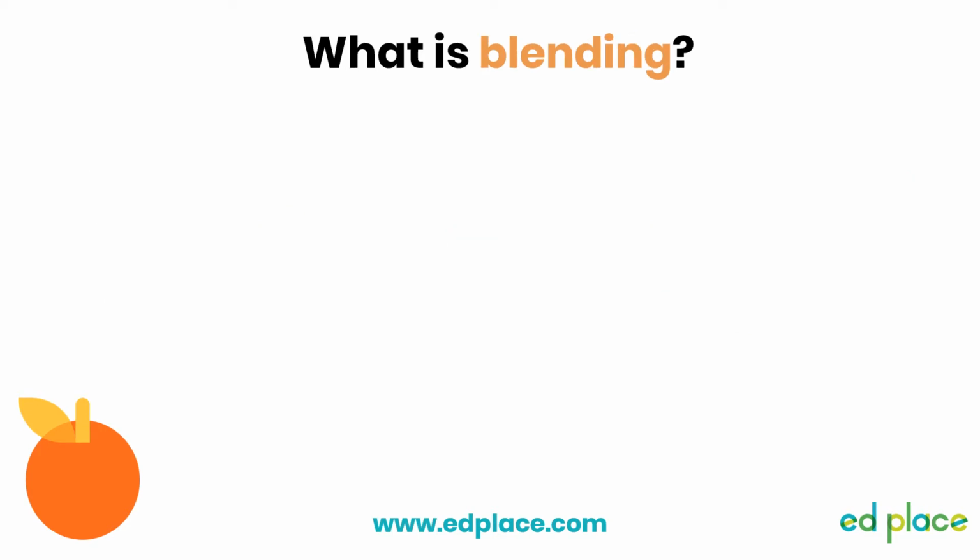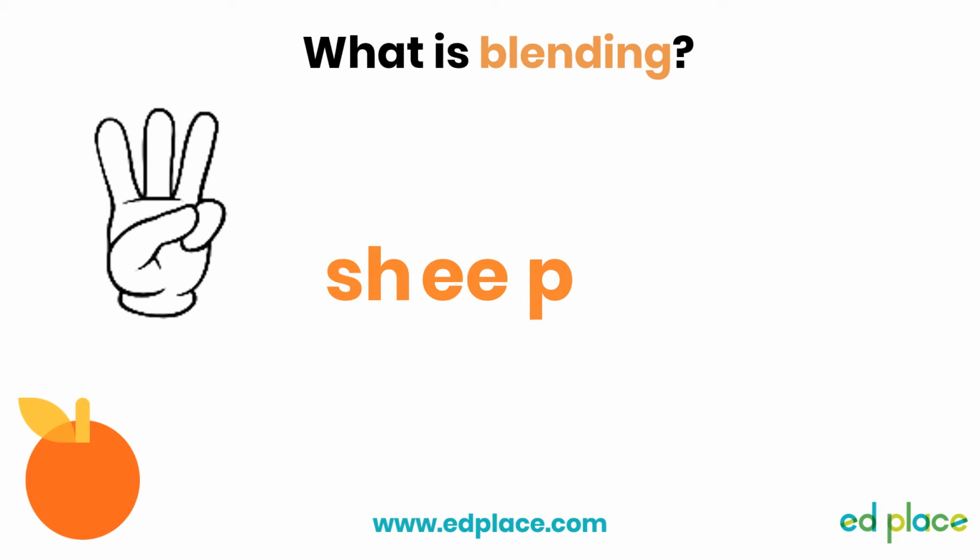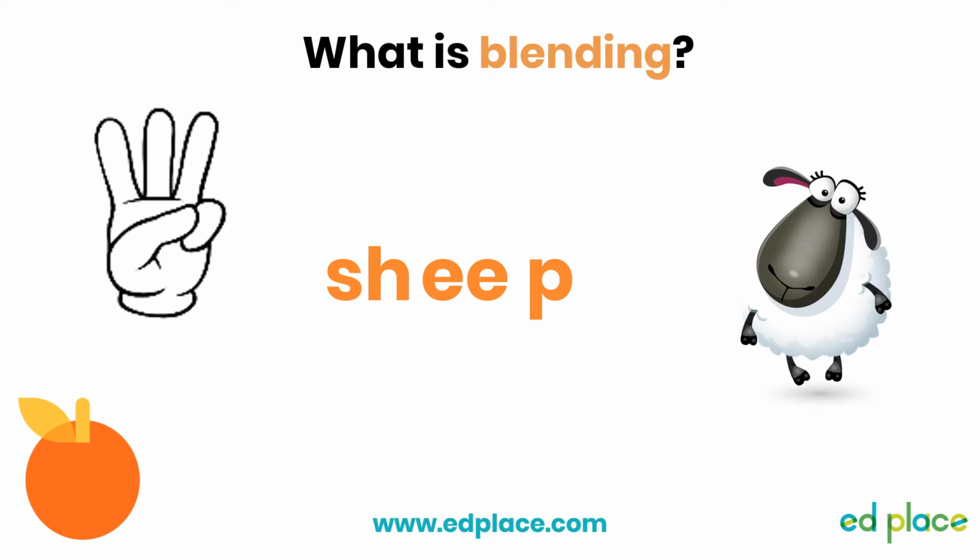Blending is the opposite to segmenting. Instead of breaking words up, this time we blend groups of sounds together to see if we can hear a word that we recognise. Listen to the sounds that I'm saying. See if you can spot the word. Sh, e, p. What sounds did you hear? Listen again. Sh, e, p. How many sounds were there? 3. That's great. Now what's the word you can hear when I blend the group of sounds together? Sh, e, p. Sheep. The word is sheep.